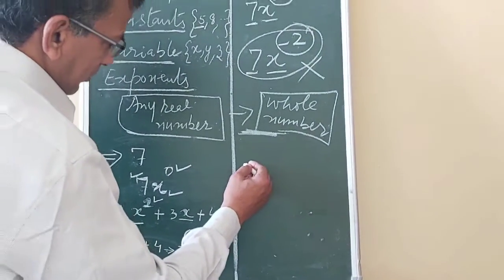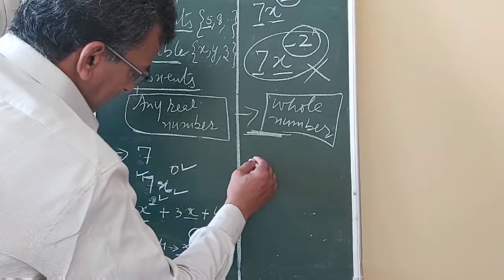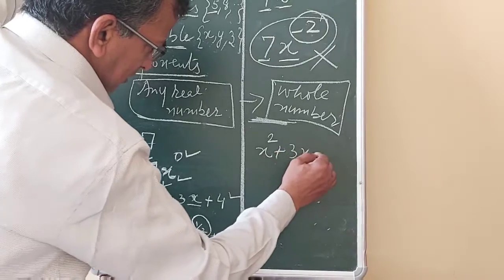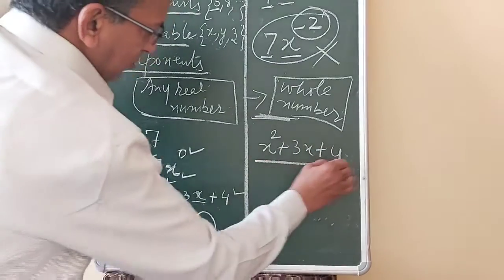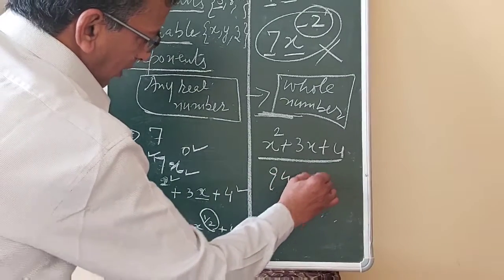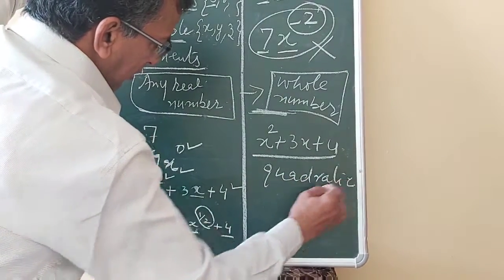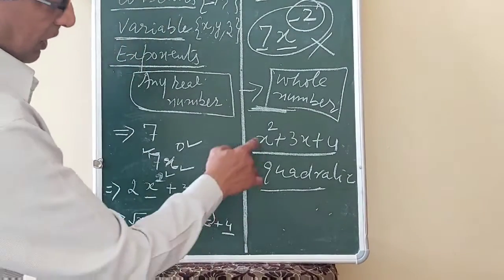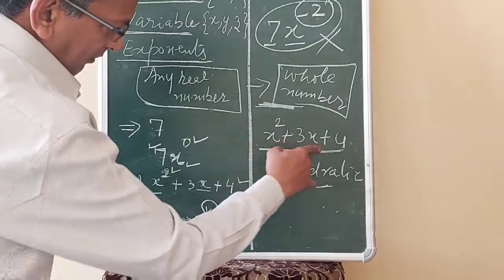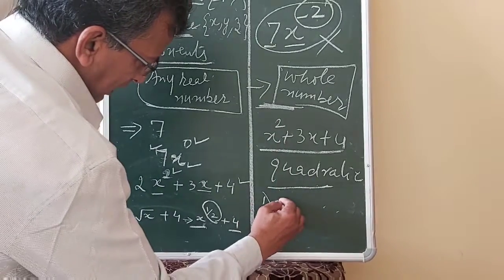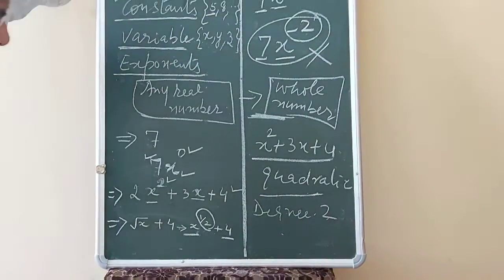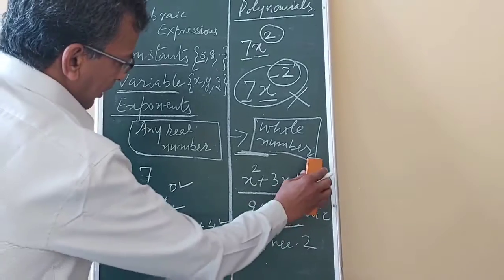So there are different types. Say x square plus 3x plus 4. This one is a second degree polynomial, or you can say a quadratic. Quadratic, right? So here one more thing we can get. What is the highest degree of the variable? That is 2. So it is of degree 2, right?